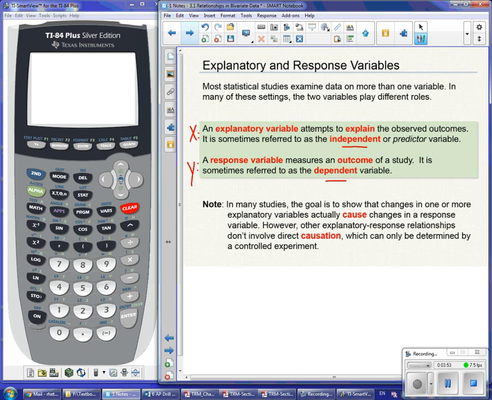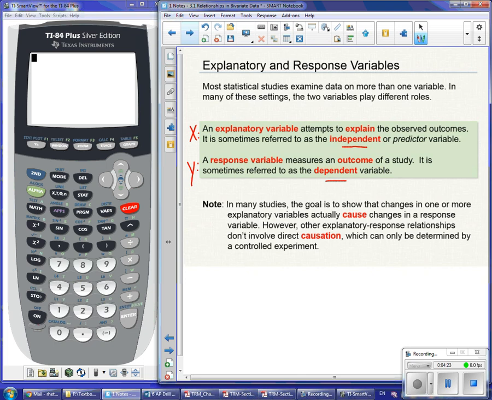So for example, if I'm looking at SAT scores and I'm looking at the relationship between the math scores and the verbal scores, I don't necessarily think that the math scores are explaining the verbal or that the verbal are explaining the math, but I do suspect that there's an association there, that the better someone does on one section of the test, the better they're going to do on the other. Maybe not with the same rate of change, but I would still expect probably a positive association. We'll talk about what that means in just a second.